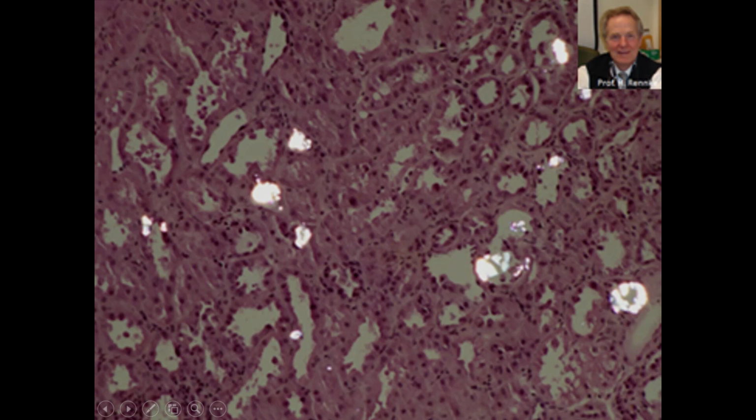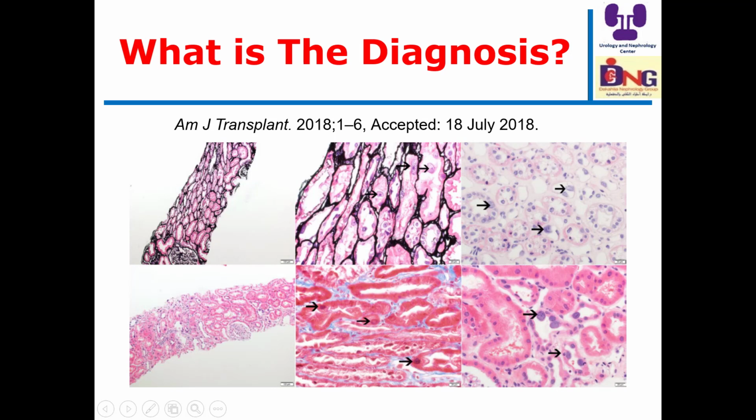What is this? This is oxalate, because this is polarized light. So if you find this, think of oxalosis, and if you think of oxalosis, just examine the specimen under polarized light, and you'll find this characteristic shape of oxalate deposition. Okay. And what is this?